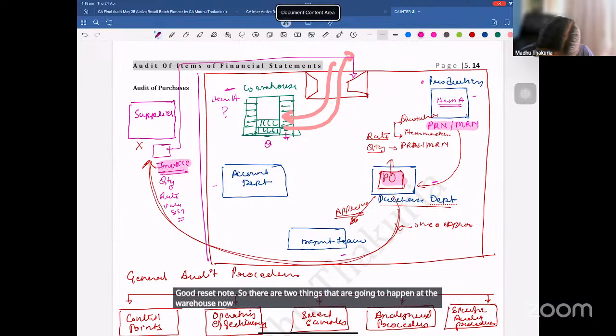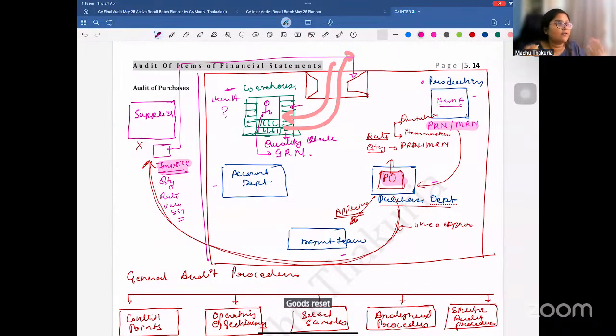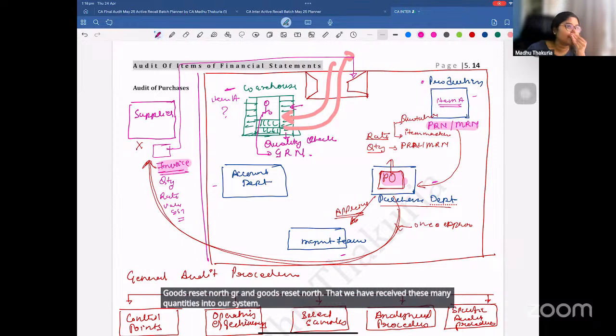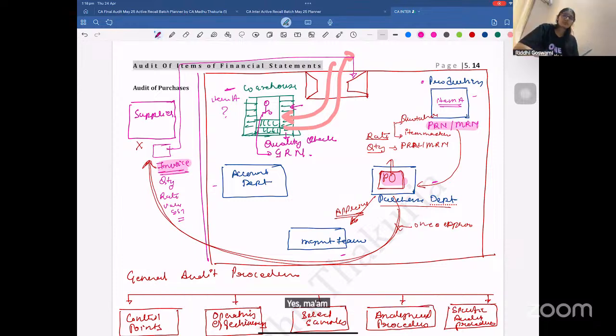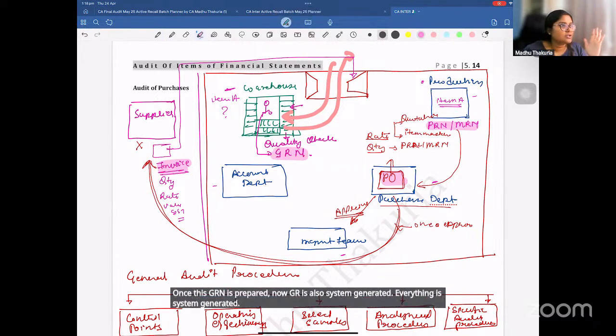One, quality check. A quality engineer will come and check the quality, and after that, he will tell the warehouse manager, you can take this item into the system. So the warehouse manager will prepare the goods receipt note, GRN, that we have received this many quantities into our system. Once this GRN is prepared, it is also system generated. Everything is system generated, right?